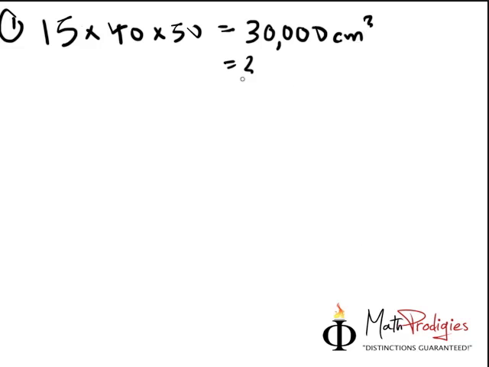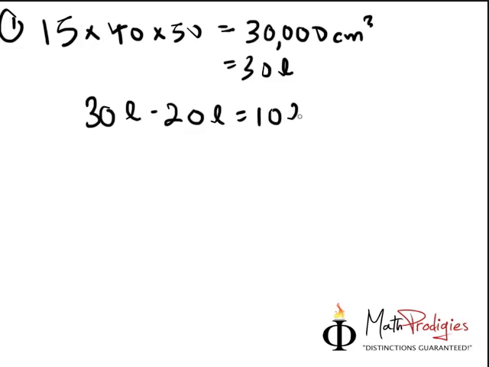Which equals 30 liters, right? Right now, how many liters do you have? You have 20 liters. So 30 liters minus 20 liters to fill in the tank, you need only 10 more liters. That's the first way.